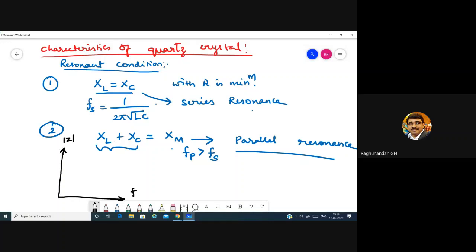Z versus F. This is Fs. This is our Fp. And we'll plot one more graph. It is V naught versus F.